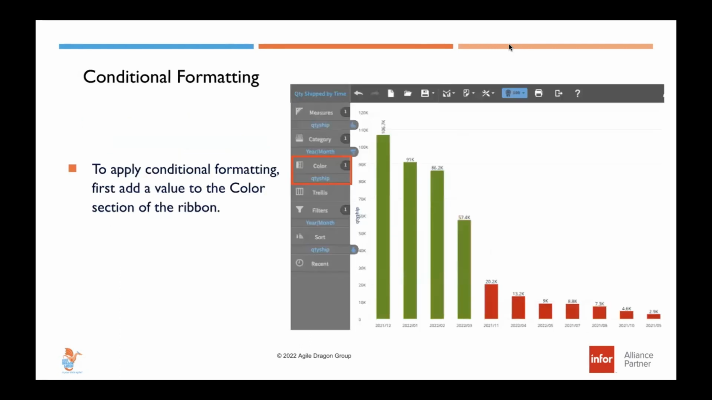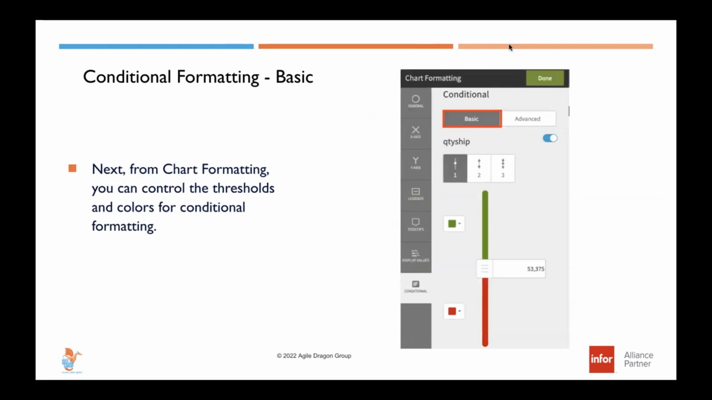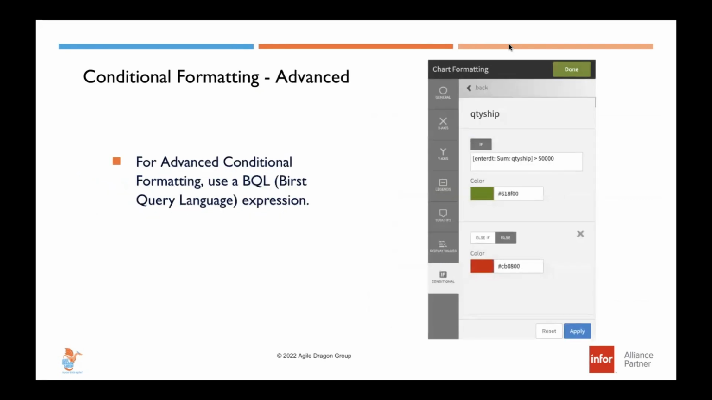Another popular option is to adjust conditional formatting. In order to invoke conditional formatting, you will first need to drop a value into the color section of the ribbon. Once you drop a value in the color section, you can then once again move to the paintbrush icon and then navigate to the conditional section on the left-hand side. There's basic conditional formatting, which is easy to set by dragging and dropping the bar on the right-hand side and assigning colors. You can also get advanced if you understand Birst query language, and with advanced conditional formatting, you basically set if conditions, and you can get extremely specific with the conditional formatting by using Birst query language.